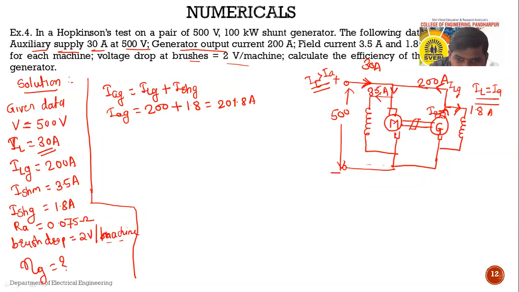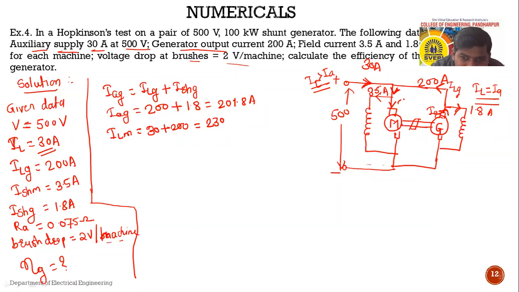So the incoming current to the motor, or the supply current to the motor when this switch is closed, that is IL of M, it is equals to 30 plus 200. So it is equals to 230.